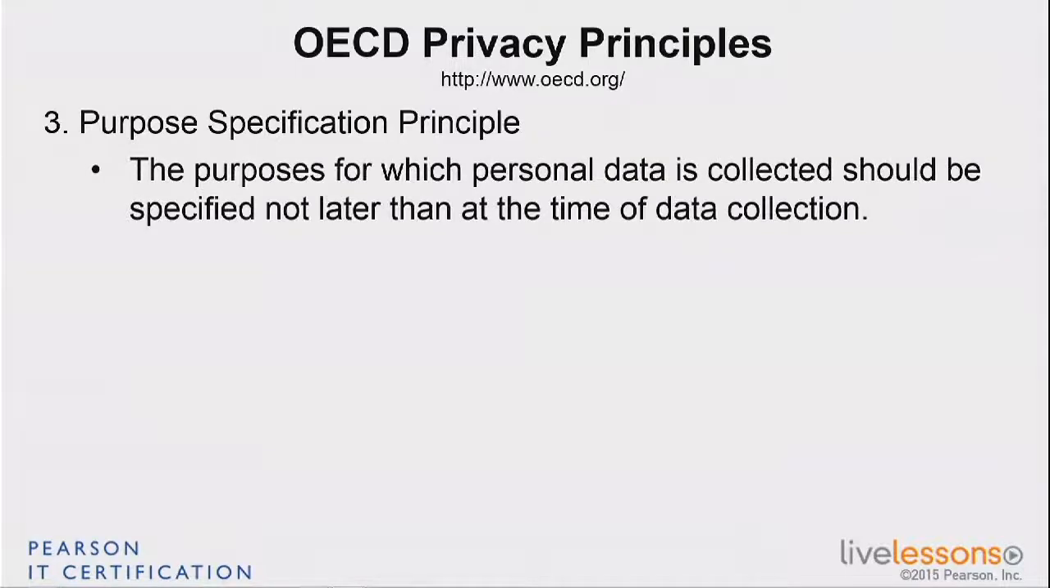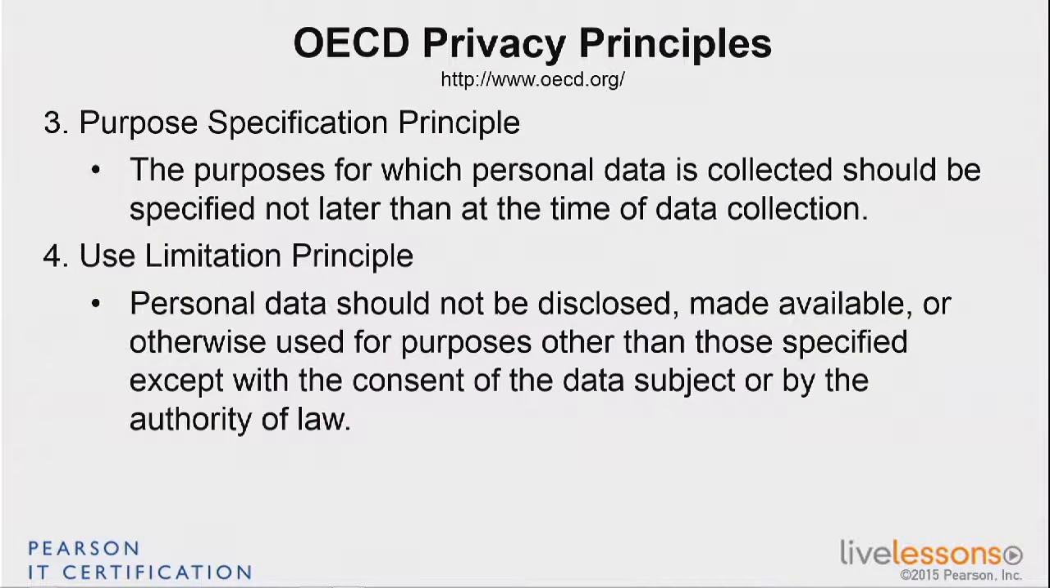The third principle is the purpose specification principle. The purposes for which personal data is collected should be specified not later than at the time of collection. In accordance with these principles, you shouldn't be collecting a bunch of data that you don't quite know what you're going to do with but think you might have a future use, and then later on say this is what we're using it for. The purpose specification principle is very clear and says right up front you should know what you're collecting it for, and you should be able to state it at the time of data collection.